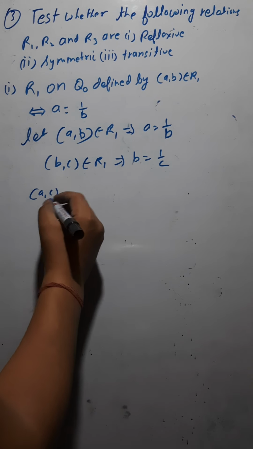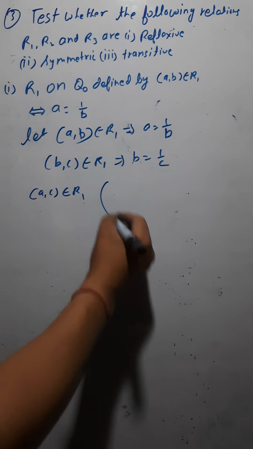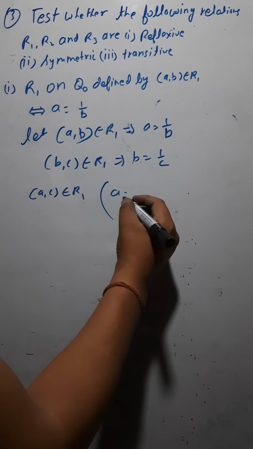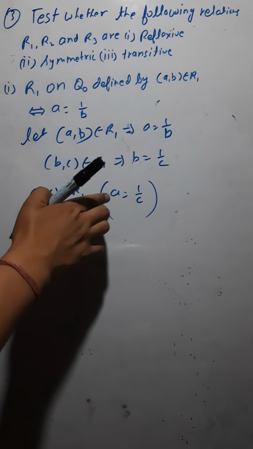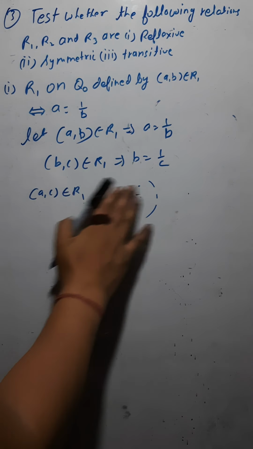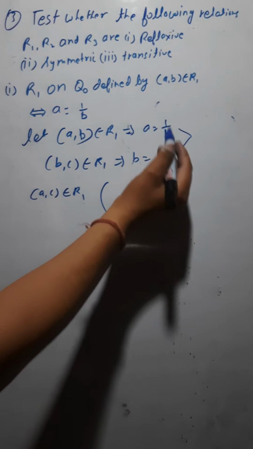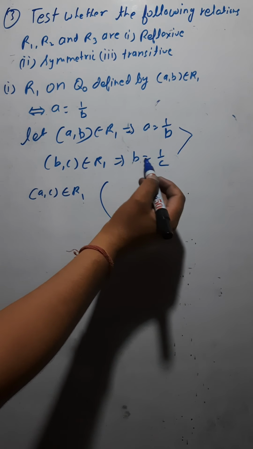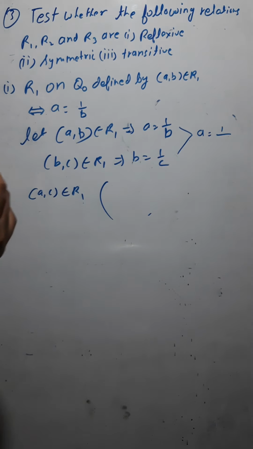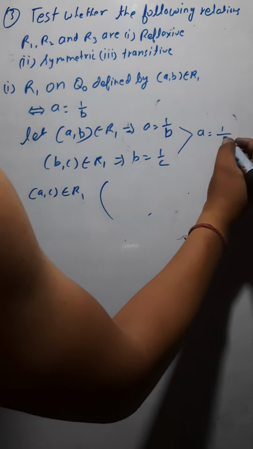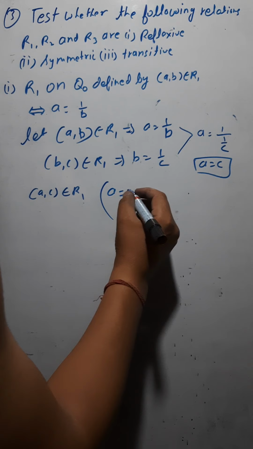Now, does A, C, the first and the last, also belong to the relation or not? Let me check it. For this, A should be equal to 1 by C. So whether this is equal to 1 by C or not, let me find out. From these two equations we have A is equal to 1 by B and B is equal to 1 by C. So put the value of B, 1 by C, here. How much would we get? A would be equal to 1 by the value of B, which is 1 by C, so this C would go up. So A is equal to C.